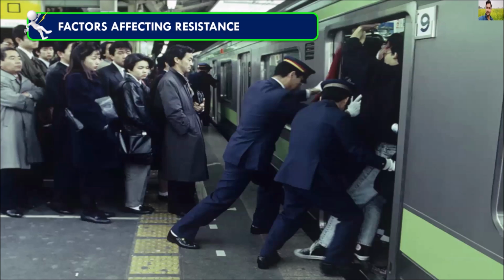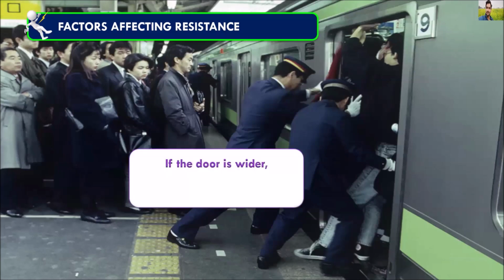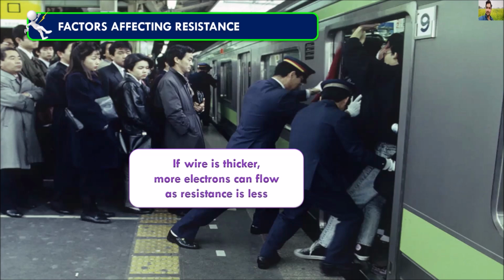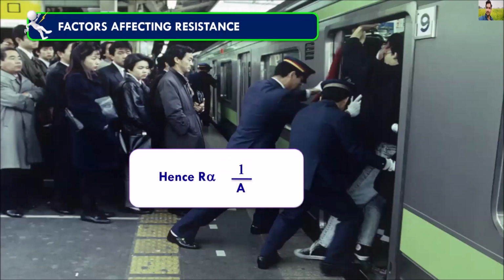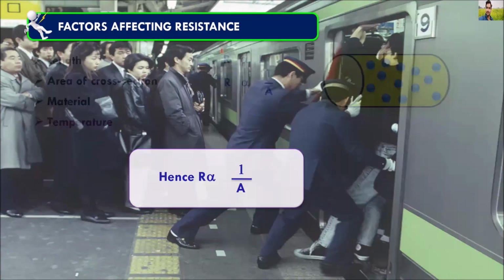Let's understand by this image. If the door is wider, more people can enter, obviously. So resistance is less. But if the wire is thicker, more electrons can flow as resistance is less, right? Hence, resistance is inversely proportional to the area of cross section.